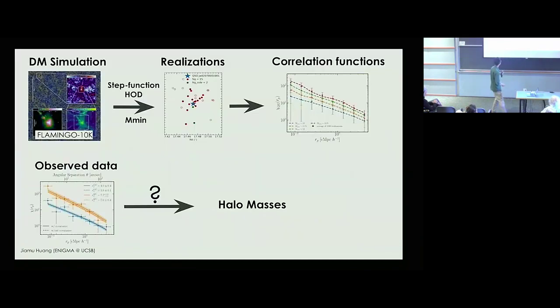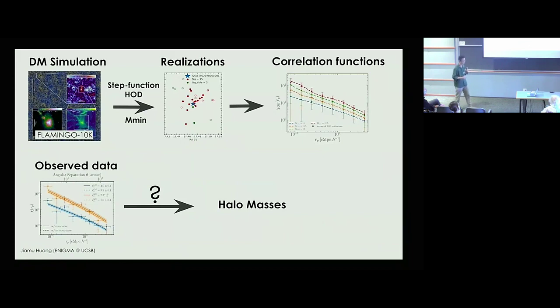From that, we can infer dark matter halo mass, but wait, I mentioned that the cosmic variance is large. How do we do that? It's because we have a dark matter only simulation, and we apply a really simple assumption of a step function halo occupation distribution, meaning there will be a galaxy or a quasar if the halo mass is larger than some minimum threshold. From that assumption, we can generate realizations, and from the realizations, we can find the correlation function really easily.